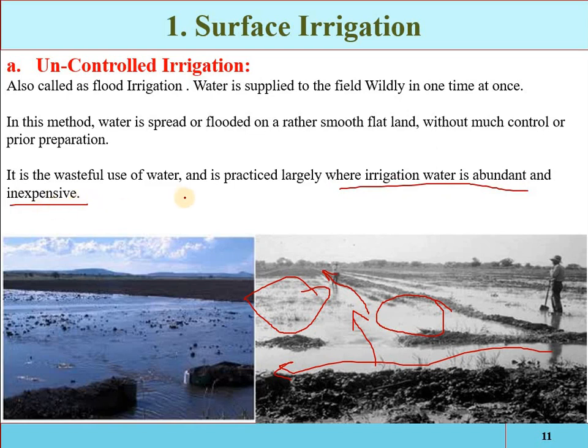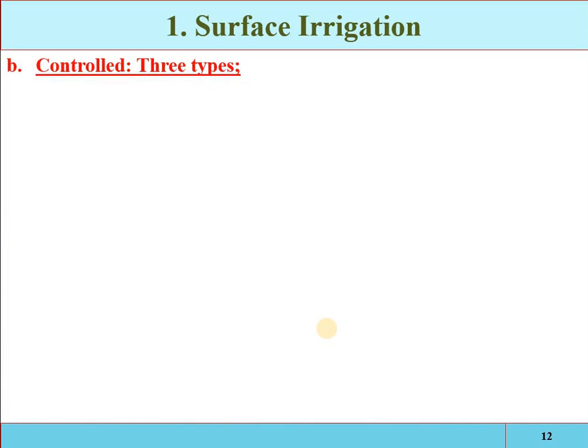Okay, and if you have to control the wastage of irrigation water, if you have to properly utilize the irrigation water, if you have to increase the distribution uniformity, then the water will be guided by some field structure. Some dikes will be constructed, some borders will be constructed, or basins will be constructed. So if the irrigation water is guided within the field, if the flow of the irrigation water is controlled, then it is called controlled surface irrigation.